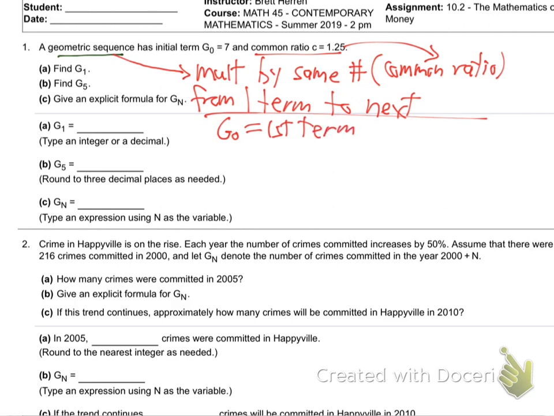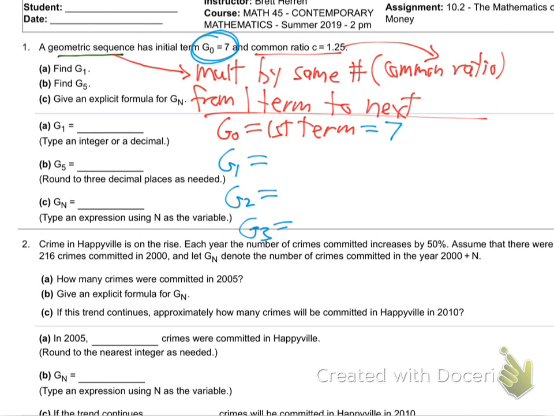So they're giving me G0 right here. They're saying G0 is 7. That's the starting term. The sub-zero, that little sub-zero, that's just like a counter. That's the start. They're saying G sub 0 is 7. The first term is 7. Okay, then G sub 1 is the next one. Then G sub 2. Then G sub 3, etc.